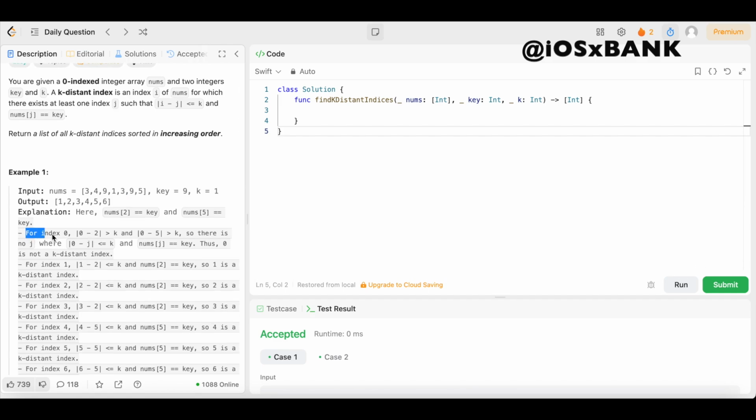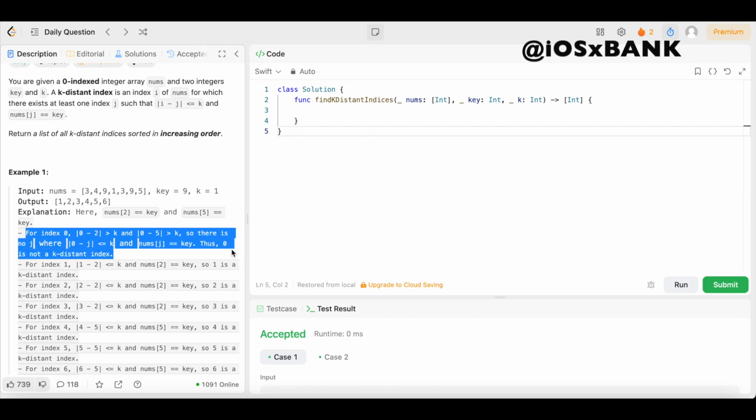So it says for index 0, 0 minus 2 is greater than k, and 0 minus 5 is greater than k. So there's no j where the absolute value of 0 minus j is less than or equal to k and nums[j] is equal to key. So thus 0 is not a k-distant index.